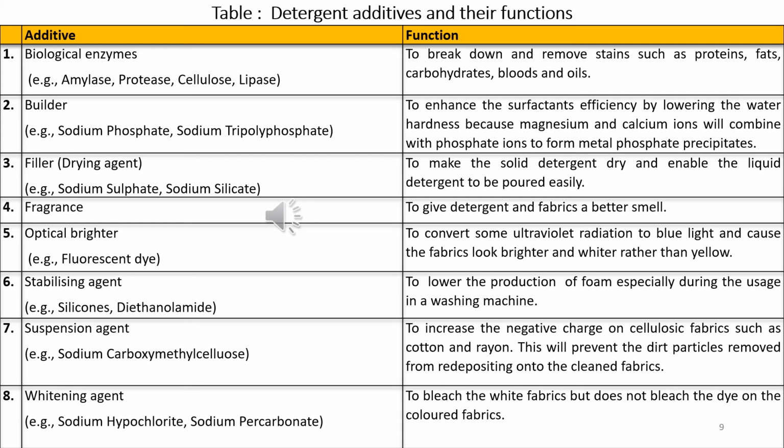Number 6, stabilizing agents. Examples of stabilizing agents are silicones and diethanolamide. What is the function of a stabilizing agent? Their function is to lower the production of foam, especially during usage in the washing machine. In industrial chemistry, a stabilizer is a chemical used to prevent degradation. So their function is to prevent degradation.